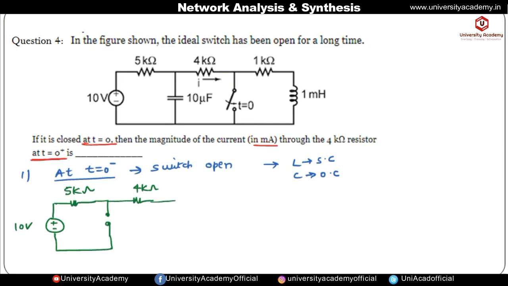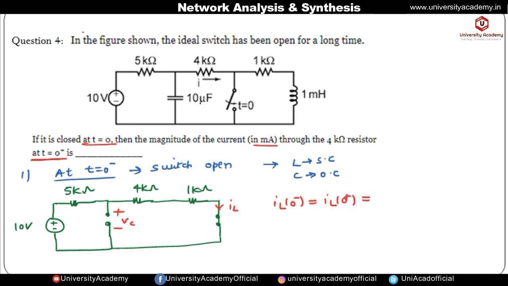At t equal to 0 negative, the switch is open. So this is open, this is 1 kilo ohm, and under the steady state this inductor will become short circuit. Now the current flowing through this inductor is I of L and the voltage across the capacitor is V of C. So we have to find out I L of 0 negative, which will be equal to I L of 0 positive. This path is open circuited, so no current will come here.